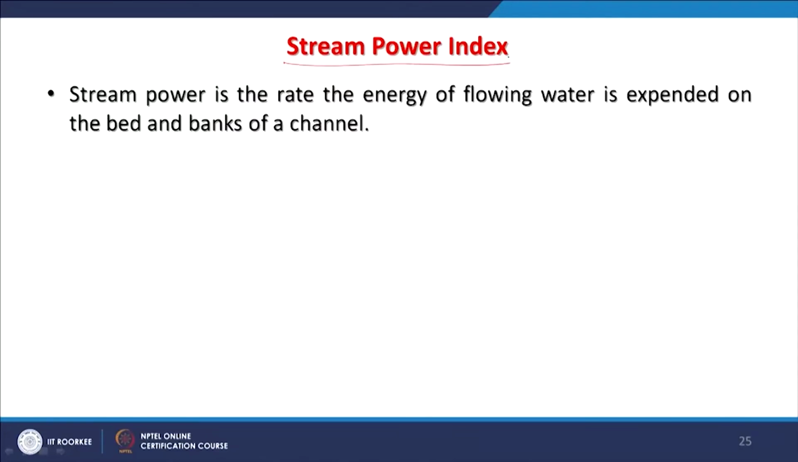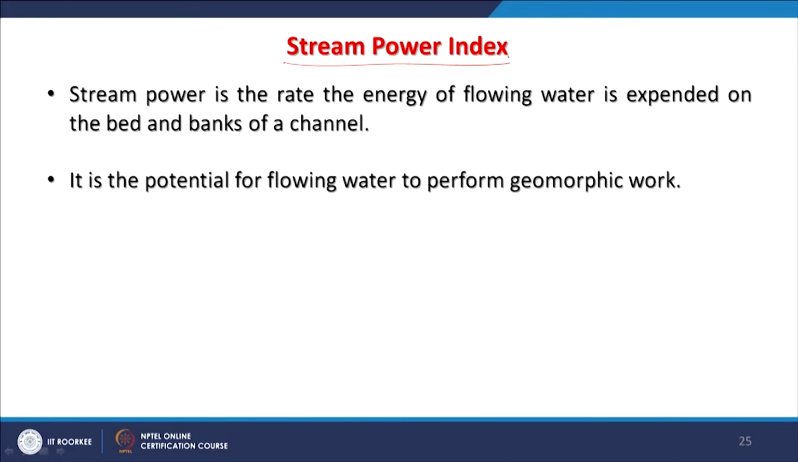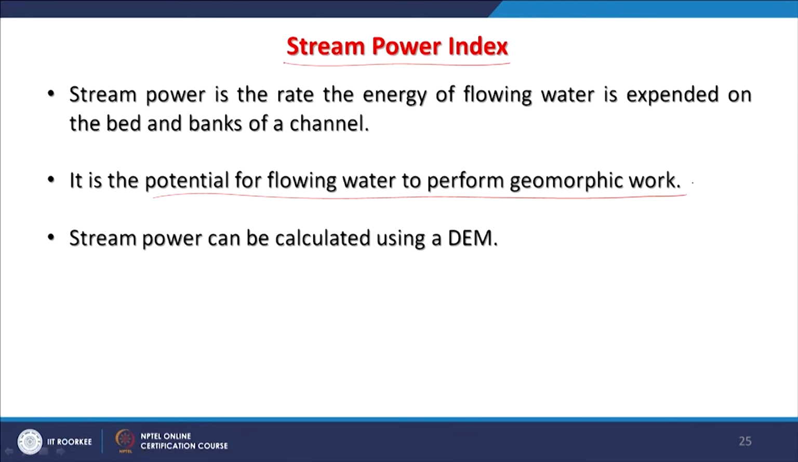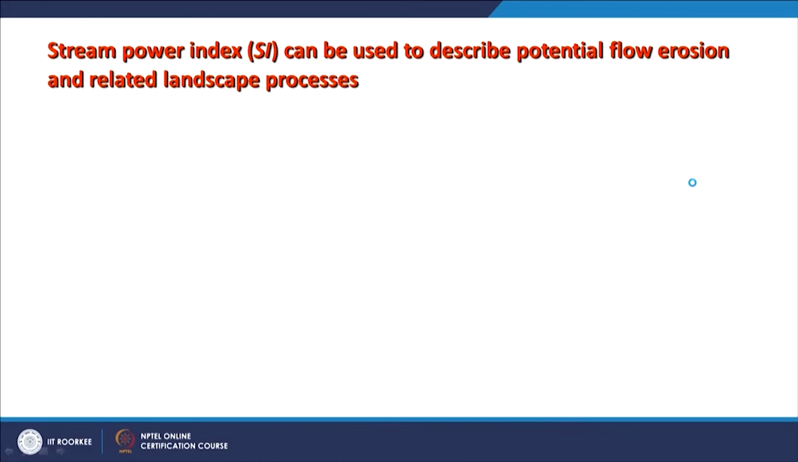Another product is the stream power index, which is the rate at which the energy of flowing water is exerted on the bed and banks of the channel. How powerful is the velocity or power of flow along the stream or in the margins or in the banks, and it is the potential of flowing water to perform geomorphic work. Geomorphic work, the basic work being erosion and deposition, creates different landforms. And stream power can be calculated again using a digital elevation model. So, that is also one of the derivatives.